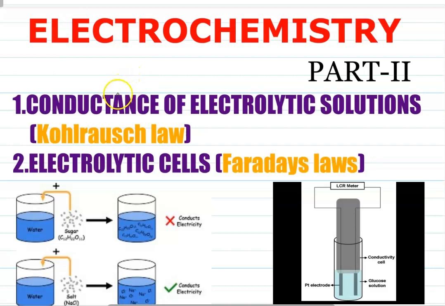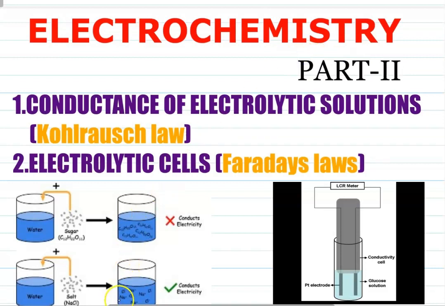So in part 1 of our electrochemistry, we discussed electrochemical cells and galvanic cells, the Nernst equation, as well as the EMF of the cell. We have calculated many numericals on galvanic cell notations and the Nernst equation, and we have practiced all of them. We tried to cover the maximum part of that. So we are in part 2 of our electrochemistry.